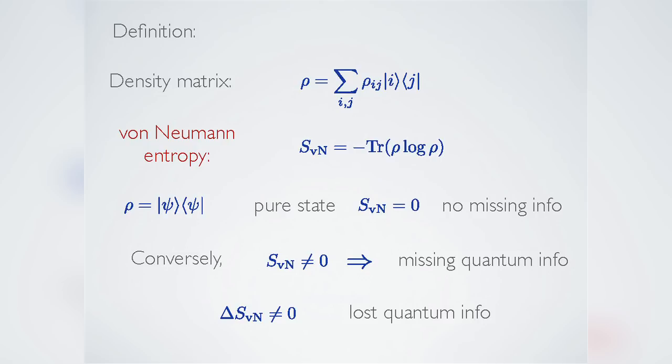That is a situation where there's no missing information. Conversely, if you have a density matrix with non-zero von Neumann entropy, then that's a situation where you have missing quantum information. And moreover, if you evolve from the first situation to the second situation, then you've lost quantum information. So quantum information is something we can track with the von Neumann entropy and characterize when it is conserved and when it isn't, and see if it's lost.